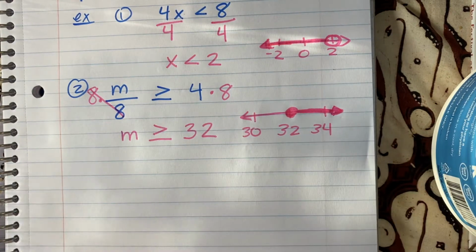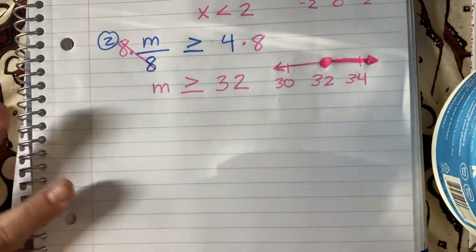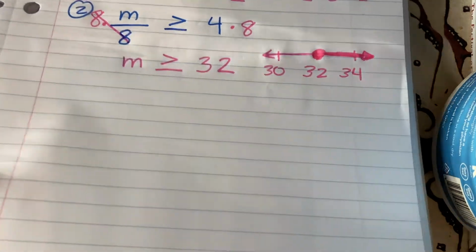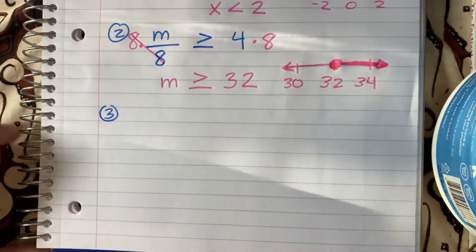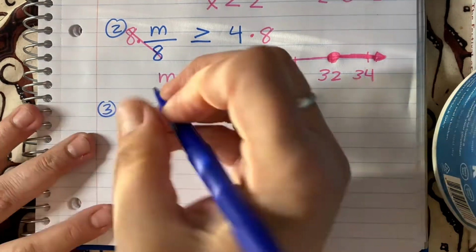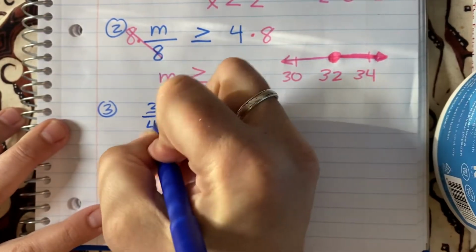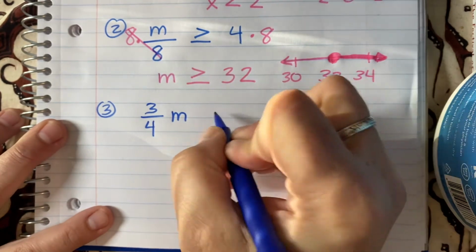Okay, let's do one more example with a fraction. All right, we have 3/4 m is greater than 15.